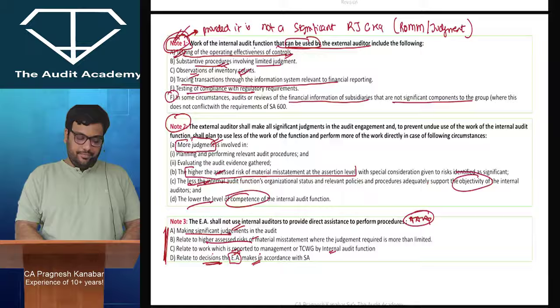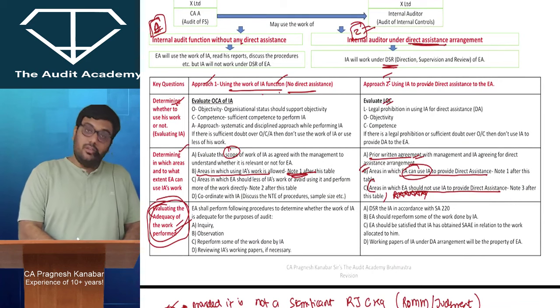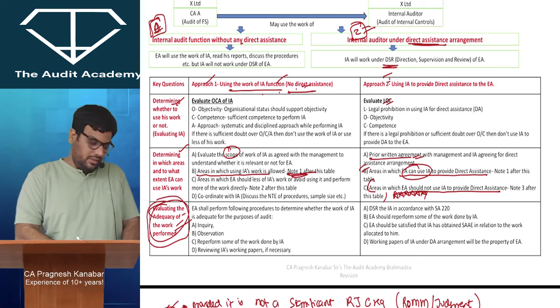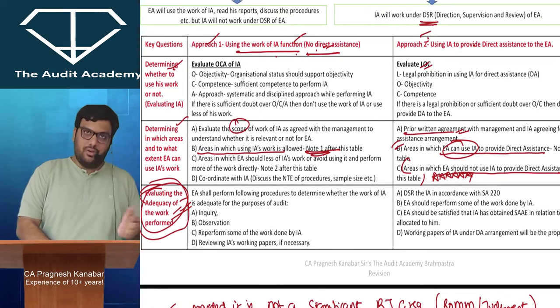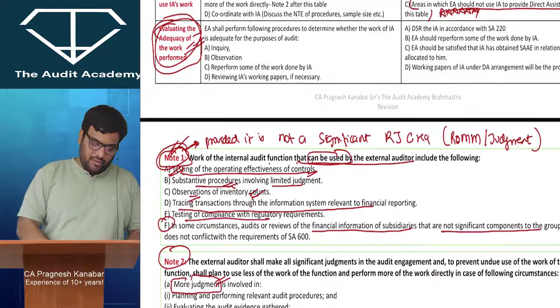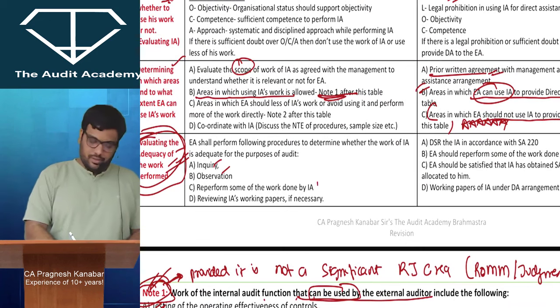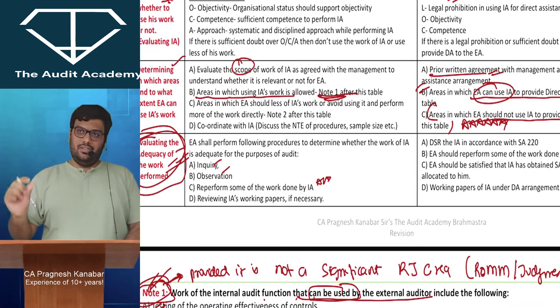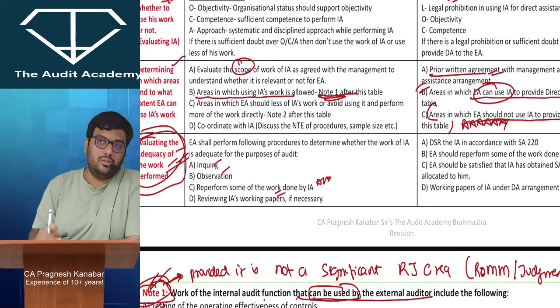All right. Now, we are done with two questions under both the approaches. Last question. Using the work of the internal function without any kind of direct assistance, evaluating the adequacy of the work. Anyways, we have not taken direct assistance, so we would have performed some work on our own also. And for those areas where he has worked, I need to do some inquiry, observation, re-perform some of the work. Very important. You don't blindly rely upon him. Whatever work he has done, at least to some extent, please re-perform it. And if he provides the access, then please look at the working papers of the internal auditor also. It is better to review.